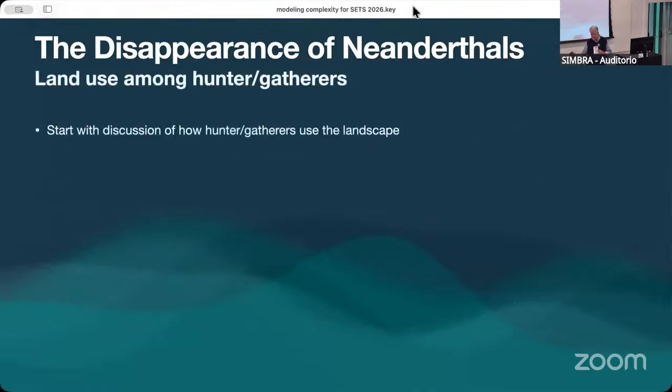So to take you into this, I have to go back and talk a little bit about anthropology and talk about hunter-gatherers. Hunter-gatherers use the landscape and collect resources, and they do it in various ways. I'll point out a couple of extremes. You can't necessarily classify people as only doing this or that, but these are the extreme ends of how hunter-gatherers use the landscape.